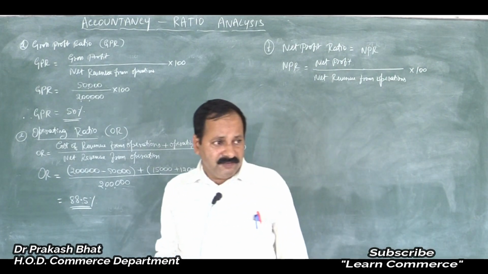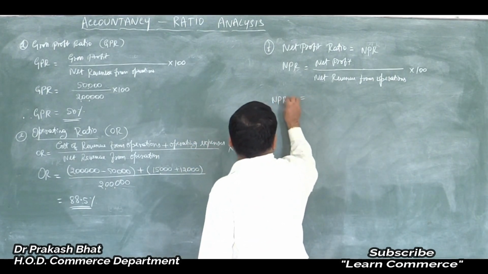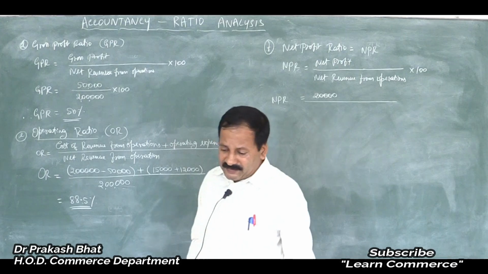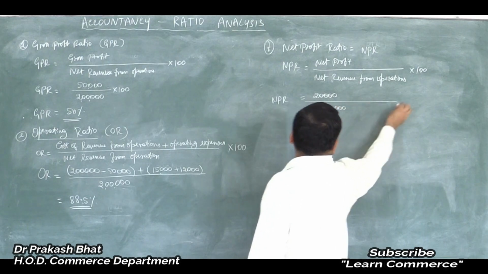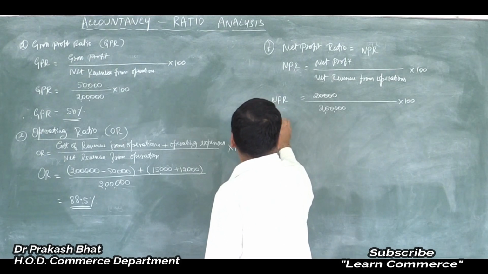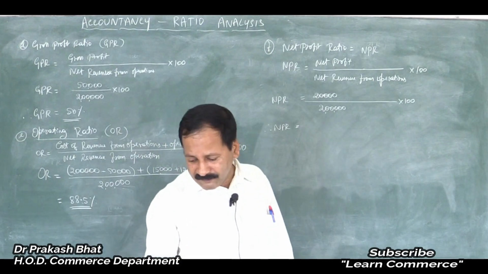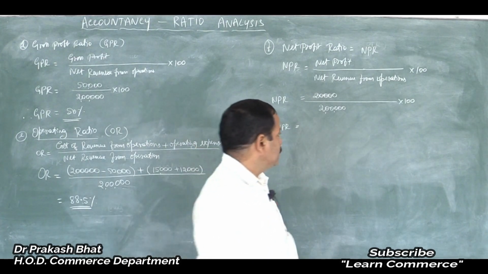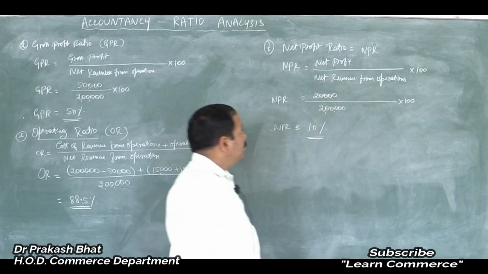Net profit is given in the problem. Just refer, 20,000. NPR is equal to 20,000 divided by net revenue from operations, that is sales, 2 lakh, isn't it? Into 100. Therefore, NPR is equal to how much? That is 20%? No, 10%, sorry, 10% it is. So, this is the net profit ratio.